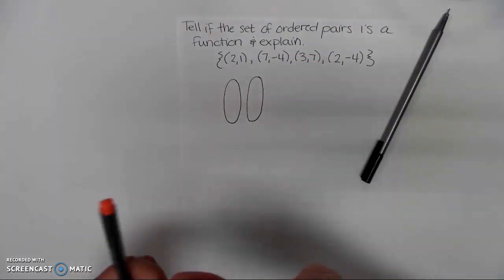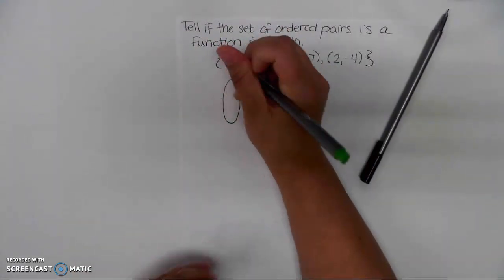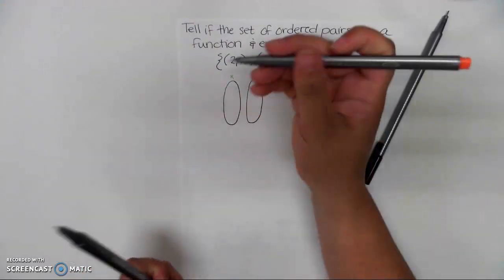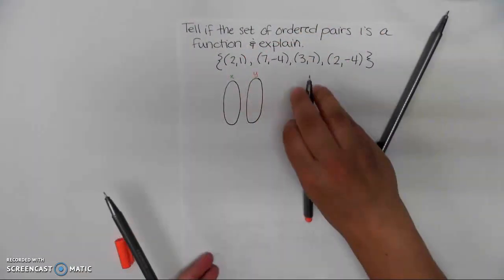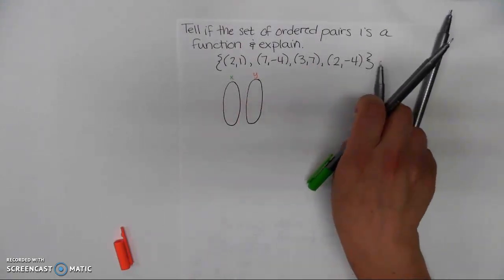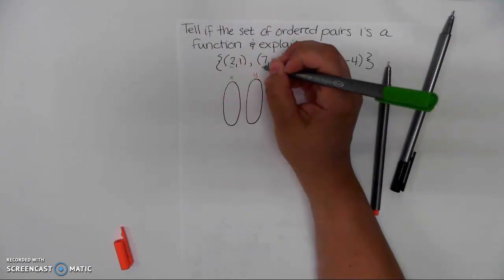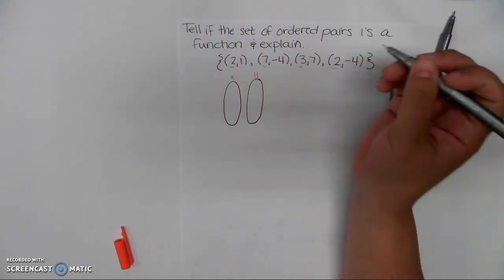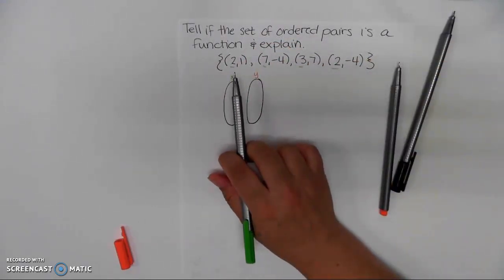One oval is going to be your x oval. One oval is going to be your y oval. So all the x's will go in the x oval. All the y's will go in the y oval. So I'm looking at my x's here. I'm going to underline them for us. And I'm going to make sure that they're arranged numerically and do not repeat.